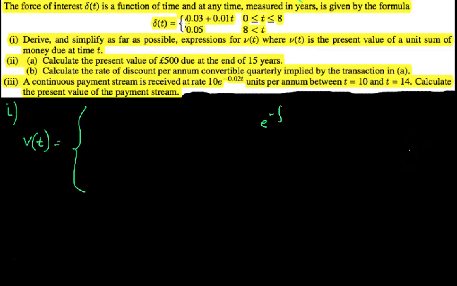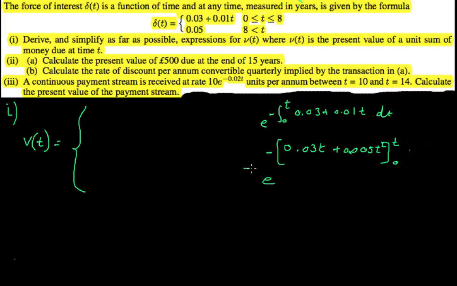Now in this case, we'll take the first bit and put it between 0 and t, and we've got our function of 0.03 plus 0.01 t, dt. Now the integral of all of this is 0.03 t plus 0.005, because that's 0.01 divided by 2, t squared, between t and 0, and there's a negative out the front, and that's e to the power of all of that.